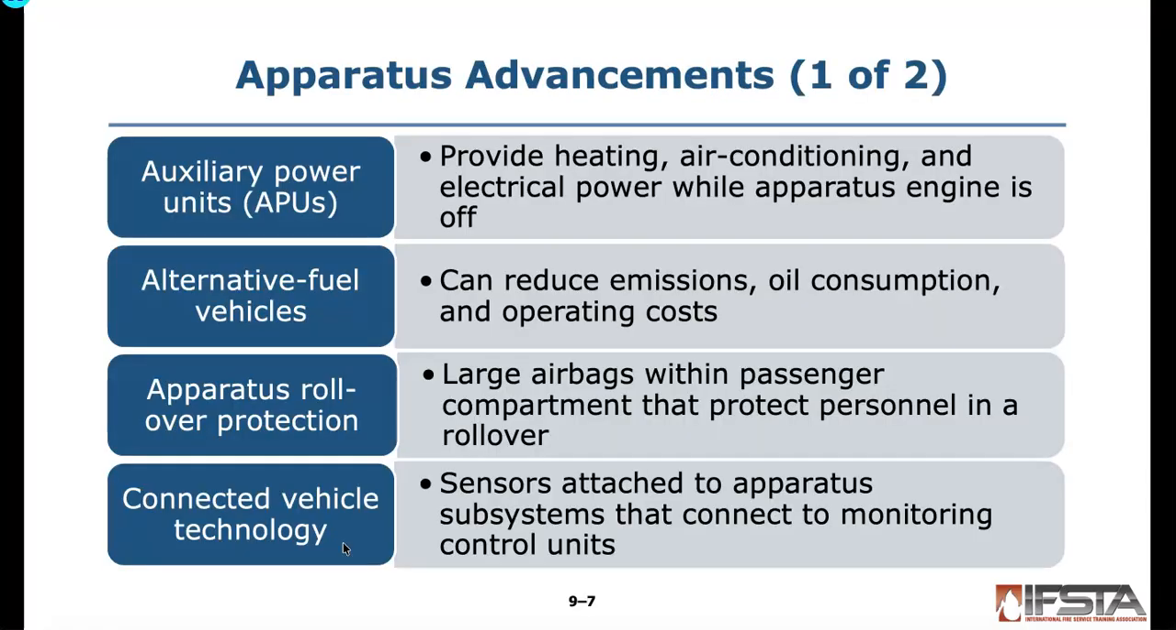Some of the advancements, the APUs, auxiliary power units, so they provide the heating, air conditioning, and electrical power while the apparatus is off or the engine is off. Alternative fuel vehicles, you're seeing several of those, mostly EV come into play. These can reduce emissions, oil consumption, and operating costs. Some apparatus rollover protection, large airbags within the passenger compartments that protect personnel in a rollover, and then connected vehicle technology. So you have some sensors attached to the apparatus, subsystems that connect to monitoring control units.